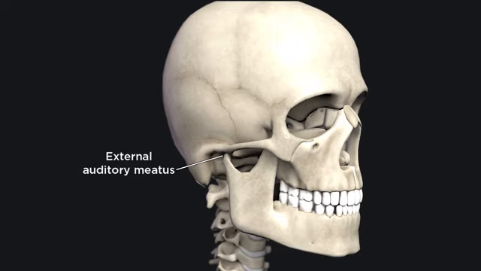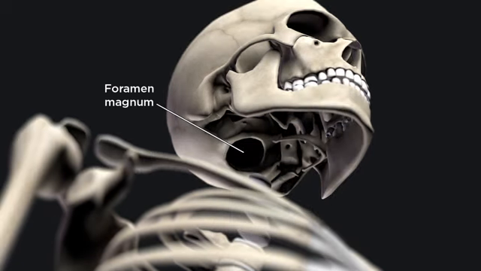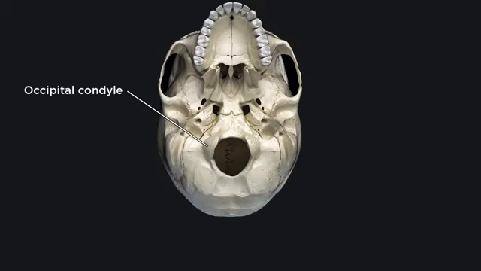Posteriorly is the largest foramen in the skull, the foramen magnum, which is Latin for big hole. Pretty descriptive, huh? Foramen magnum transmits the brainstem where it becomes the spinal cord and also allows entrance of the vertebral arteries that ascend the neck through the transverse foramina of our cervical vertebrae. On either side of foramen magnum are the occipital condyles that articulate with the first cervical vertebra.